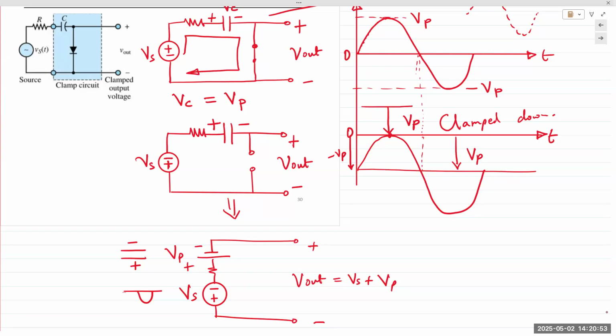So if you have a load resistor like this, it depends on what the value of the load resistor is. The question is a very good question. If you have a load resistor in there, it provides a pathway for the capacitor to discharge. So the capacitor will start discharging to that load resistor. That's an excellent question.